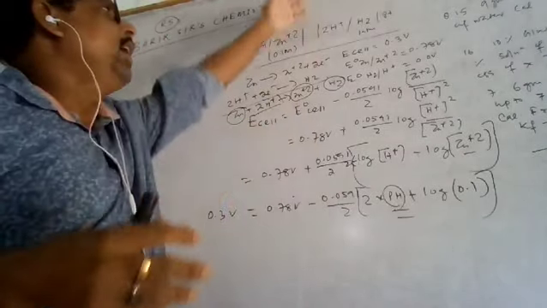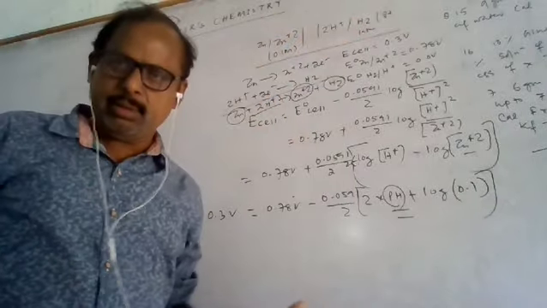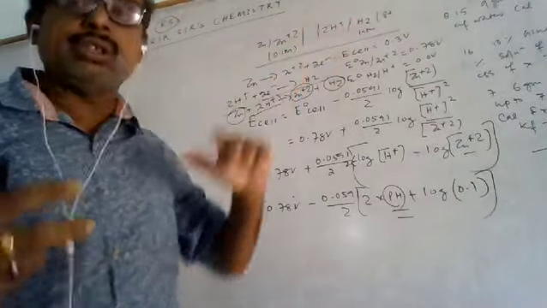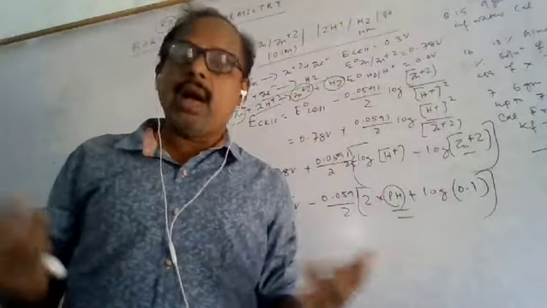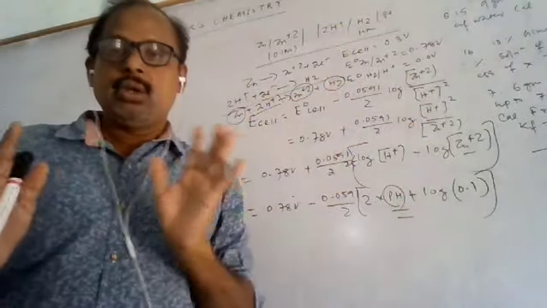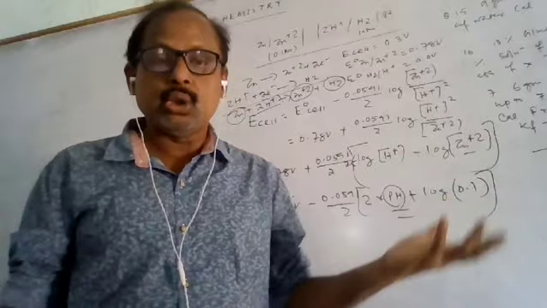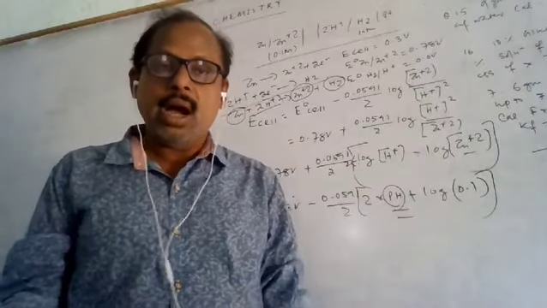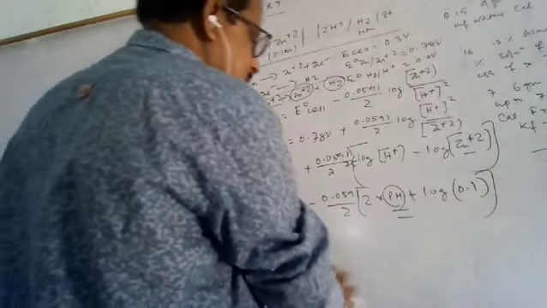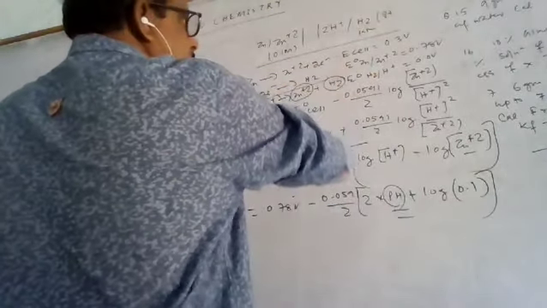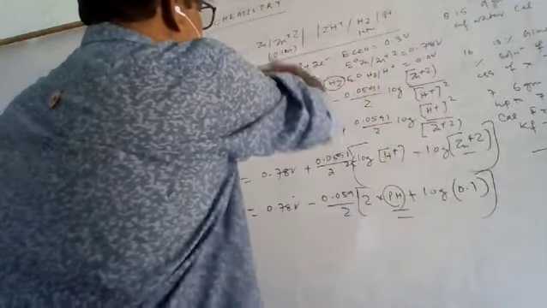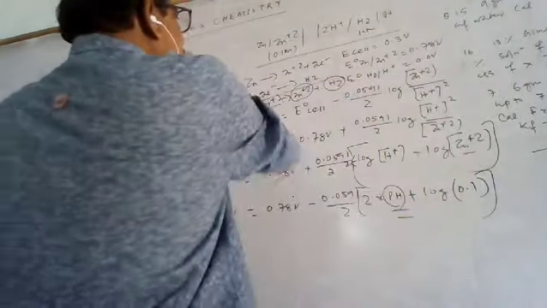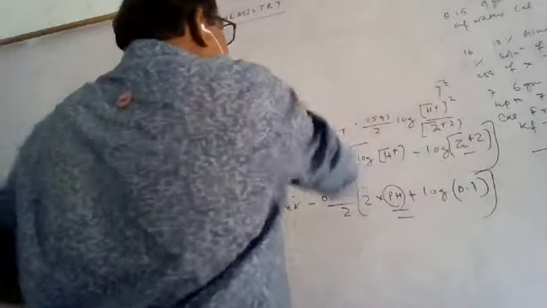Sometimes what happens, instead of this, the chlorine gas will be given, and the Cl minus concentration will be given. So the pressure of the chlorine or the pressure of the hydrogen can also be determined. If the pressure is not given, you can also determine the pressure of the hydrogen gas. So like this, there are so many applications. Other applications I will explain you later. So the pH or the hydrogen concentration, anything can be determined by this formula.